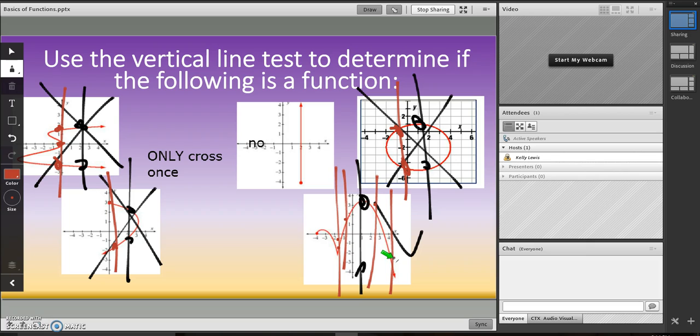And then this one itself is a vertical line, and so if I drew the vertical line on top, that's a horrible straight up and down line, but it crosses every single time. So it's not a function.